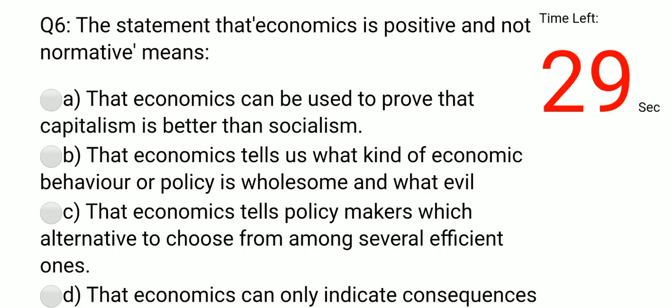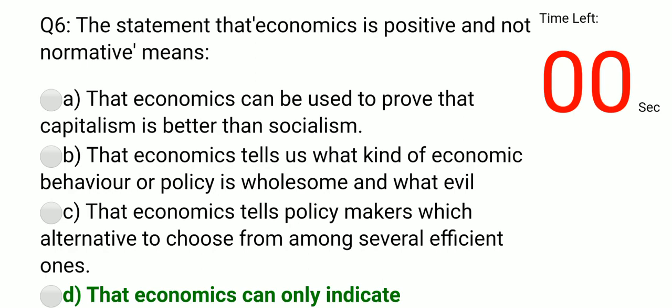Question 6. The statement that economics is positive and not normative means. Options. A. That economics can be used to prove that capitalism is better than socialism. B. That economics tells us what kind of economic behavior or policy is wholesome and what evil. C. That economics tells policymakers which alternative to choose from among several efficient ones. D. That economics can only indicate consequences of policies, choices, or conditions. Answer. D. That economics can only indicate consequences of policies, choices, or conditions.